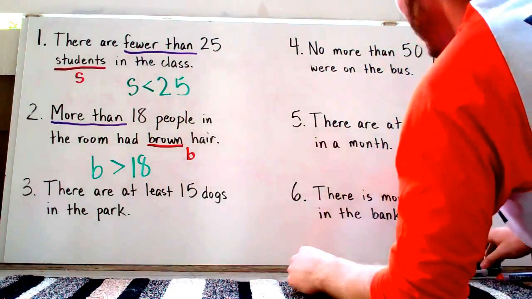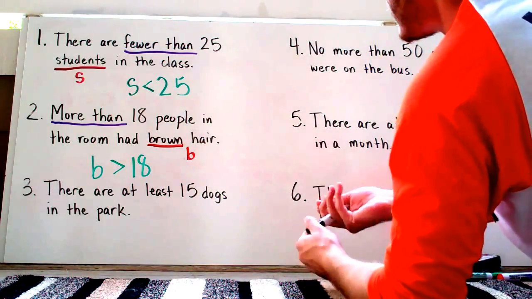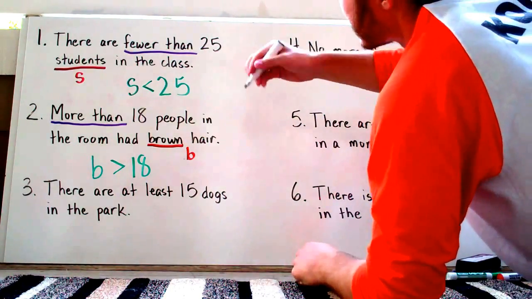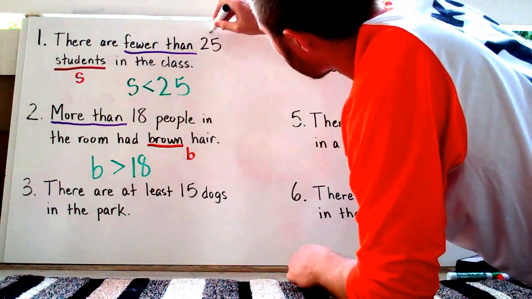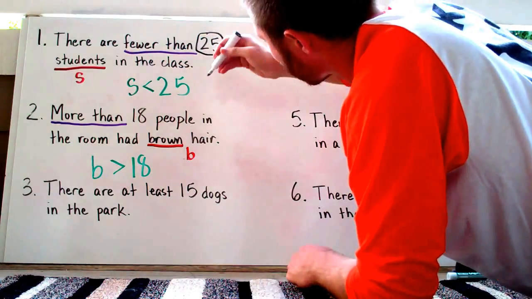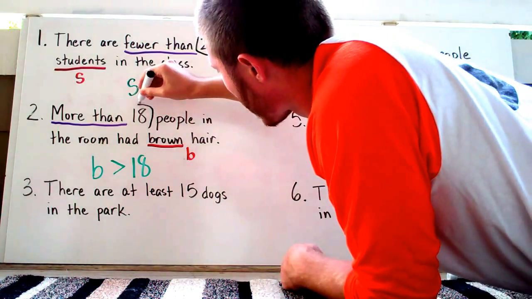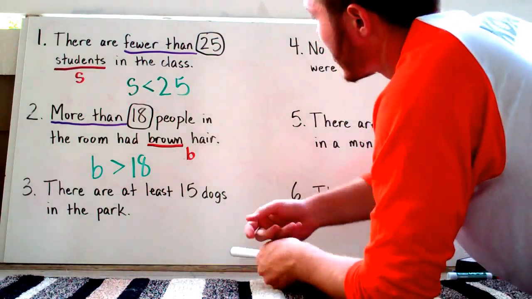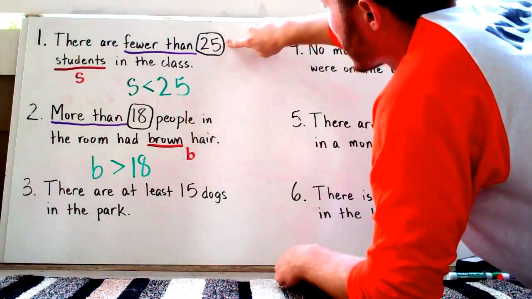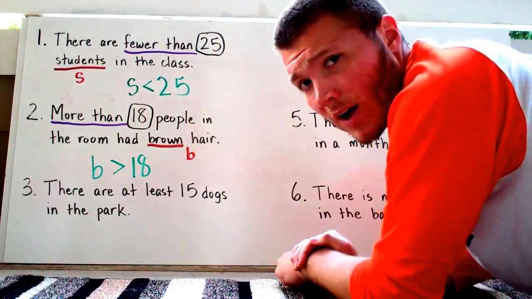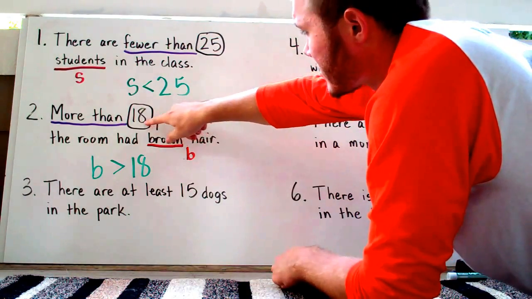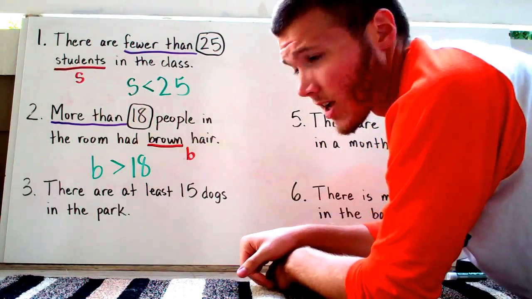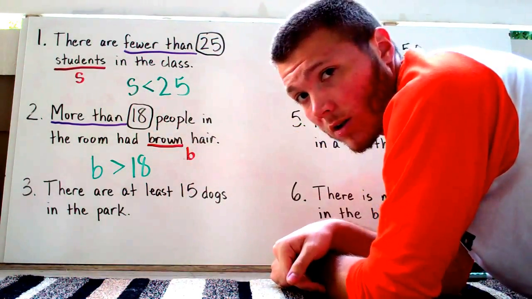Alright, and there's one more thing I should probably do to these sentences. Circle the number. Or I'll just put a square around it. Right, because this is the number you're going to use when you write the inequality. Before, the number was 25, so I used 25 in the inequality. In this sentence, 18 was the number used in the sentence, so I used 18 in the inequality.